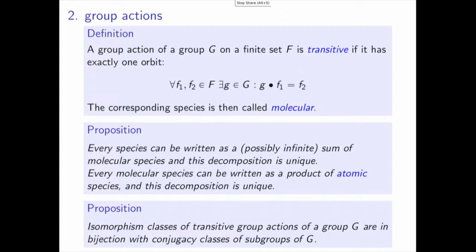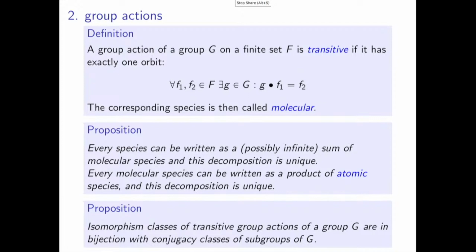And I mentioned this already. Isomorphism classes of transitive group actions of a group G are in bijection with conjugacy classes of subgroups of G. So actually, what does this tell you? You can list all of them. It's easy, or not computationally, but for the programmer, it's easy to list all species of a given size, all atomic species. Molecular means you cannot write it as a sum, and atomic means you cannot write it as a product.